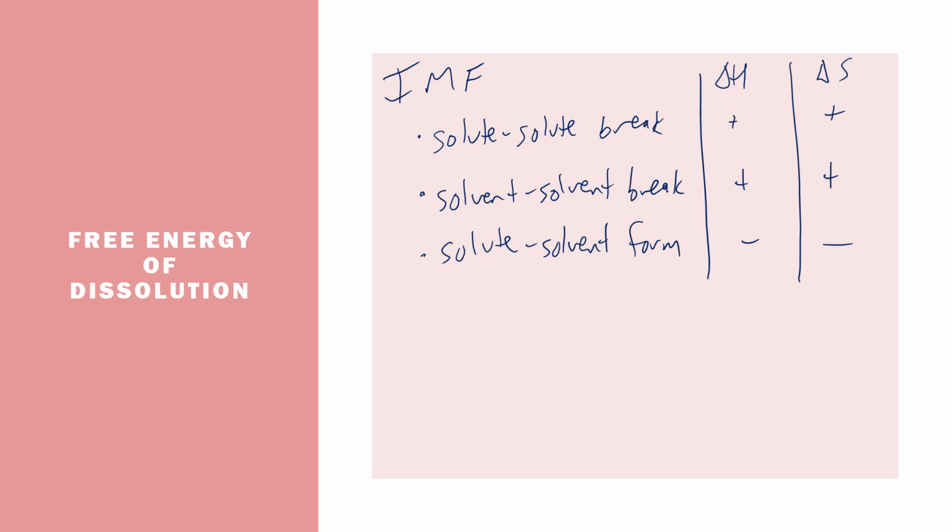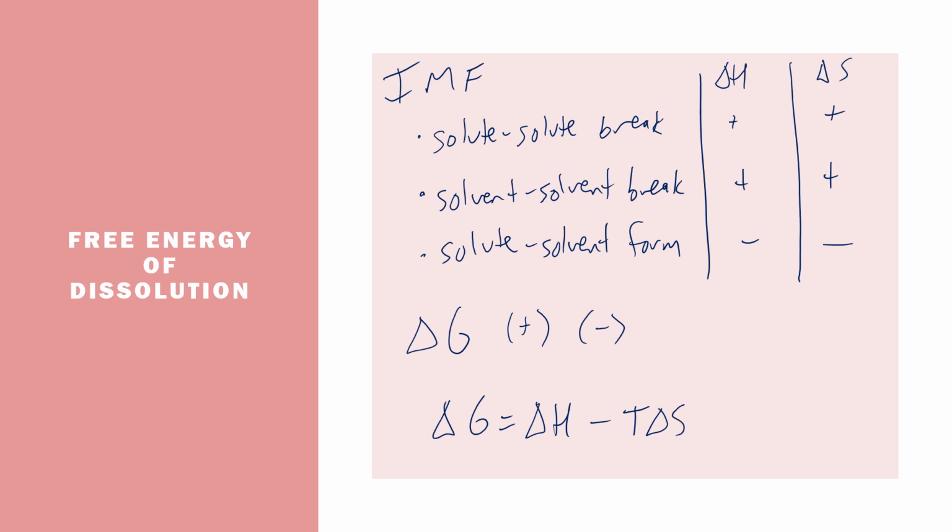Okay, so now we can relate this to free energy. Free energy is delta G. If delta G is positive, that means it's gaining free energy, has to take in free energy, which means it's not thermodynamically favorable. And if delta G is negative, it means it's releasing free energy, which means it is thermodynamically favorable. Remember that free energy, enthalpy, and entropy are related through this equation: delta G equals delta H minus temperature times delta S.